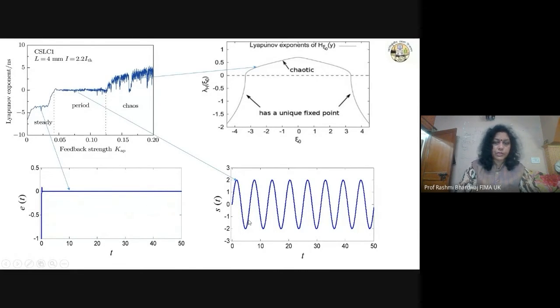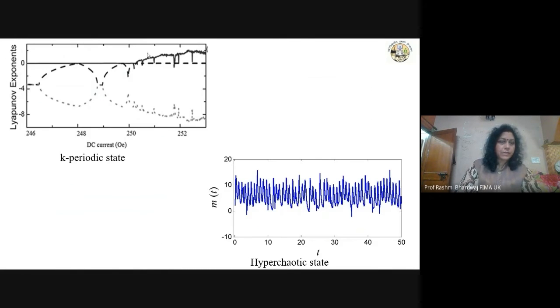So you have a periodic cycle. This is the example here. But in this, you have the positive one. So see that this is a chaotic one. So this is the complete picture where you have all three types of signal strength in the case of the composition of the feedback strength. This is the k periodic state.